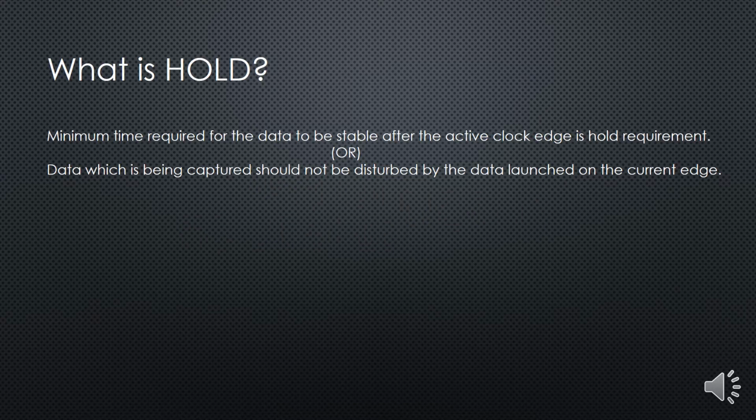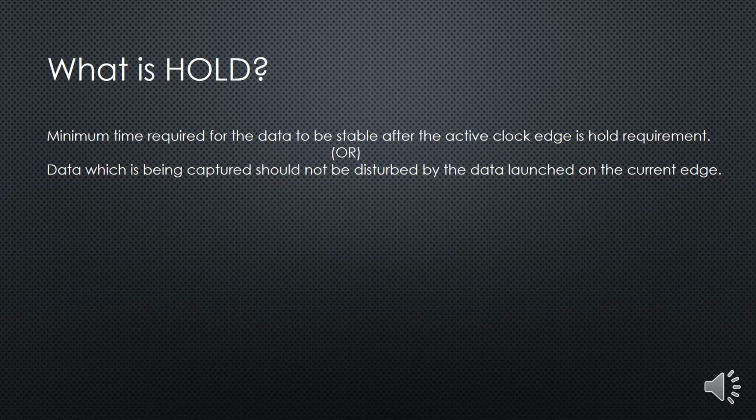The minimum time required for the data to be stable after the active clock edge is called the hold requirement. That means as soon as we receive the rising edge, the data will start being captured by the register. It takes some time for the data capture process. So when the data is being captured by the register, the data shouldn't change. That means it should be stable for some time. That minimum time for which the data should be stable is called the hold requirement.